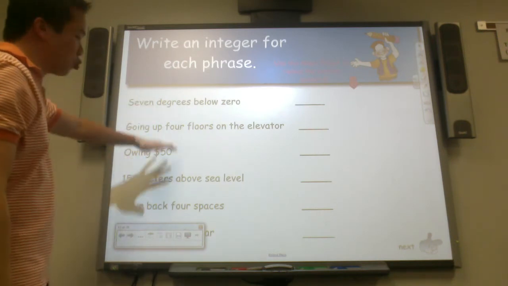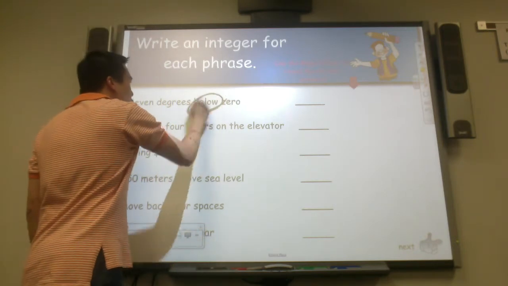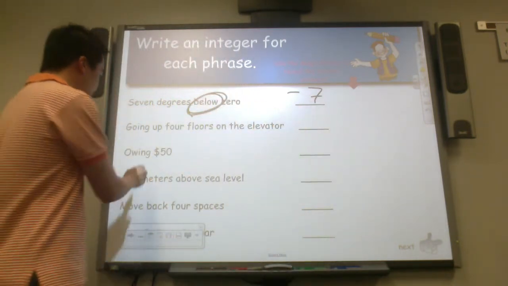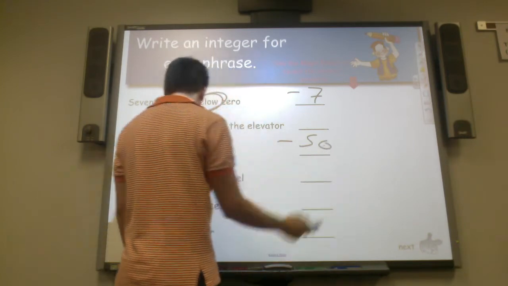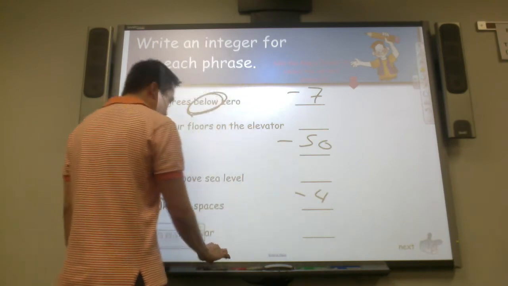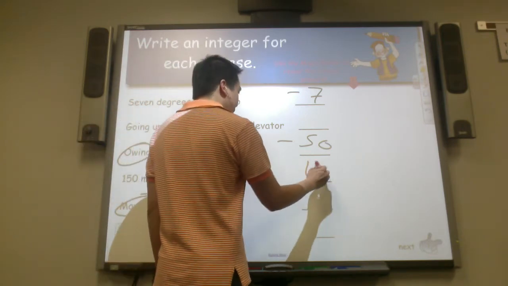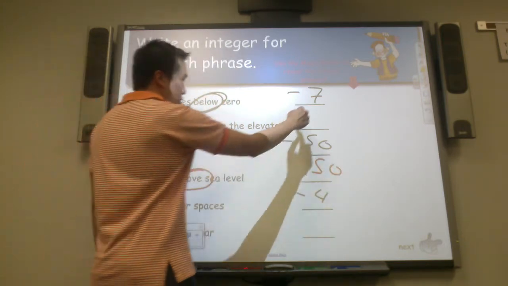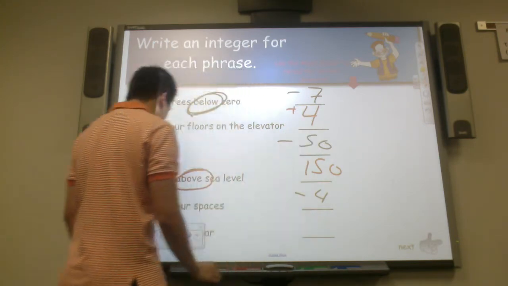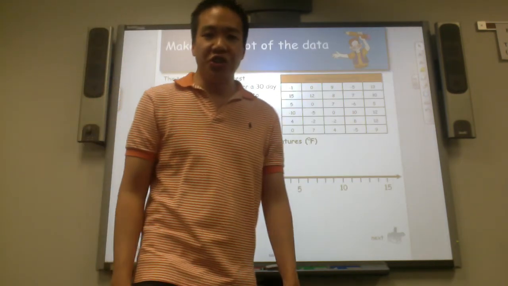So how would you write these real life situations as an integer? 7 degrees below 0, -7. You owe $50. That's not a good thing, -50. You move back 4 spaces, -4. Are there any positive integers here? Oh, 150 meters above sea level. You go up 4 floors, +4. Remember, you can put a plus sign or you can leave it without a plus sign. And that is our study of integers and graphing.